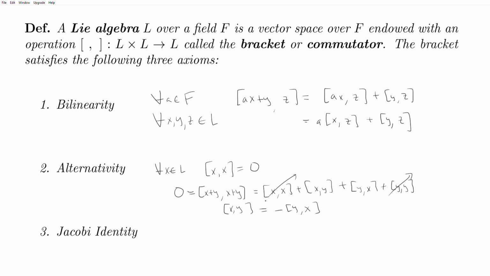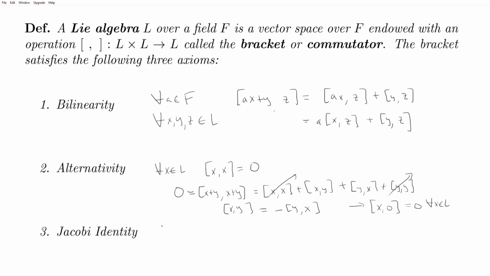This is very nice because when we study the bracket, we really don't have to worry about the order in which we commute, because it's equivalent up to a negative sign. Similarly, from alternativity and bilinearity, it can be shown that if you bracket any vector with 0, you get 0. So from here we can deduce that x bracket 0 is equal to 0 for all x in L, which is an easy check, and I leave that to the viewer to verify.